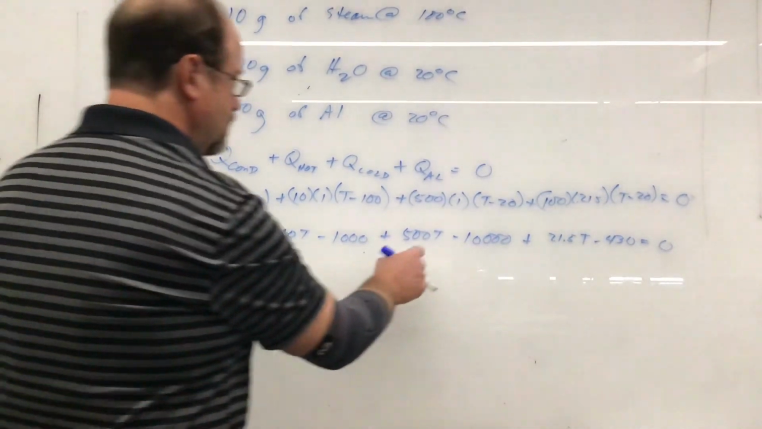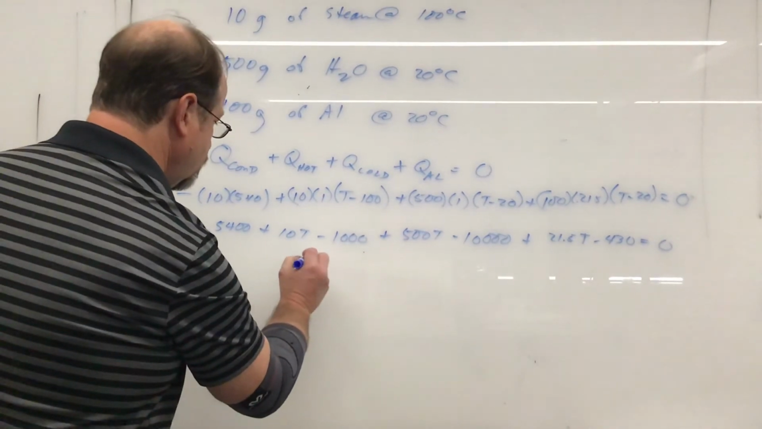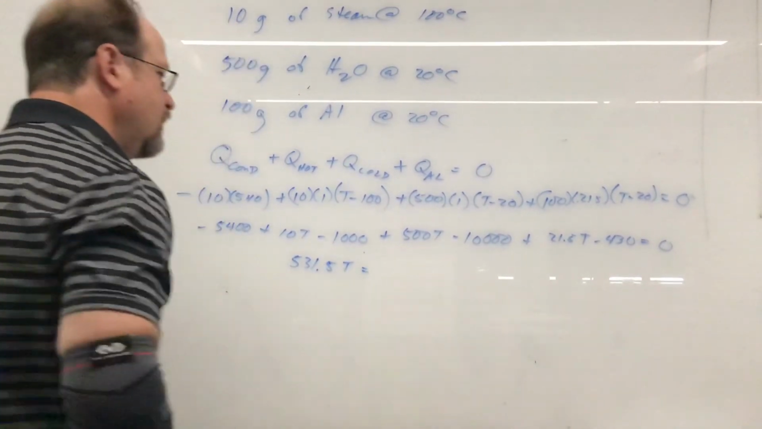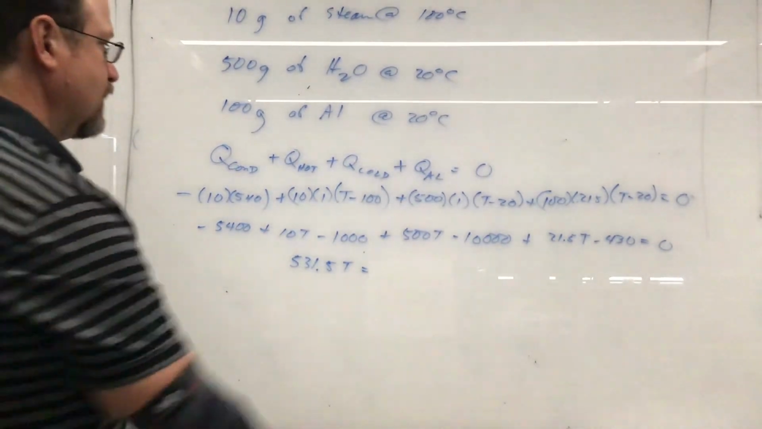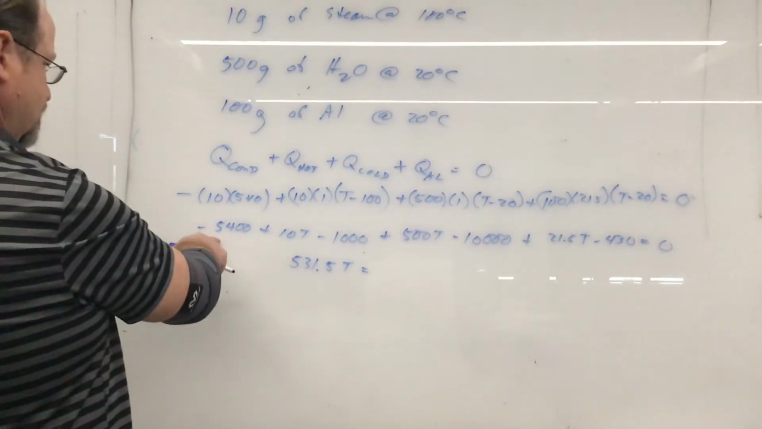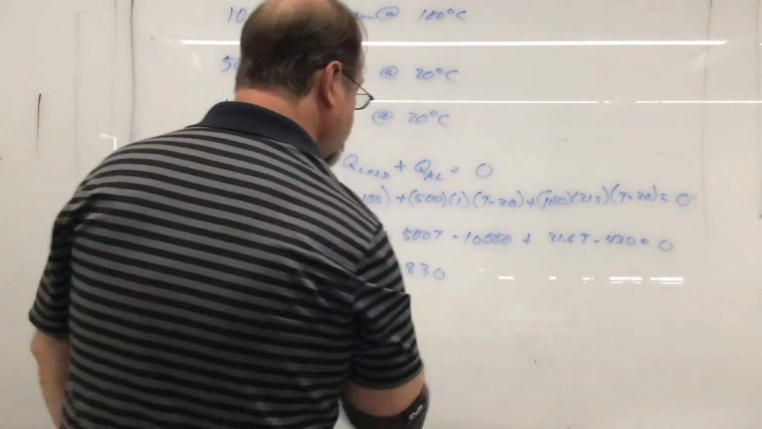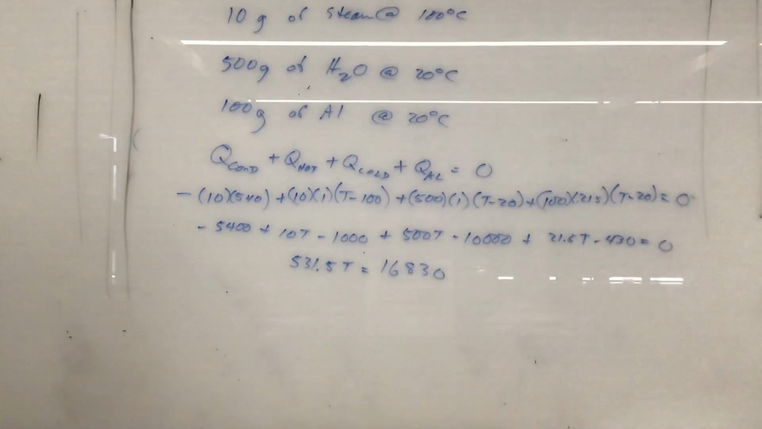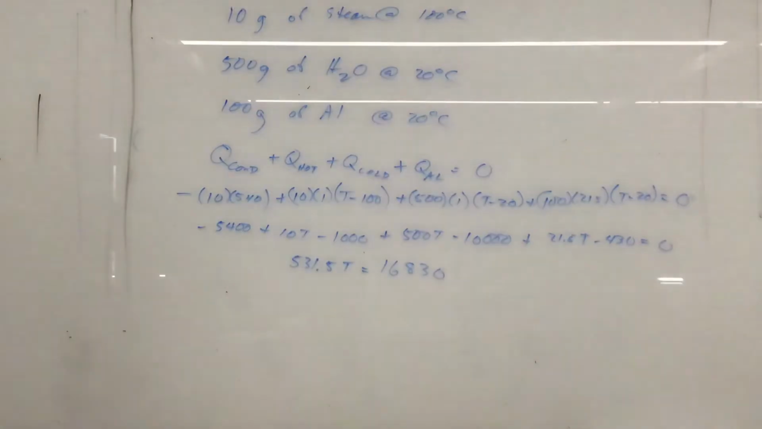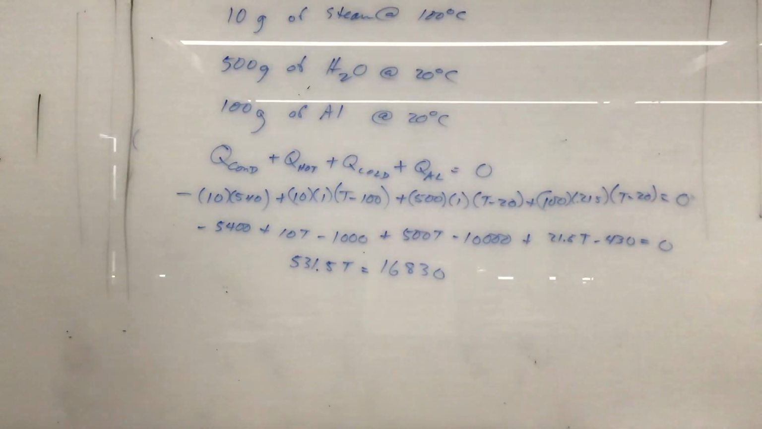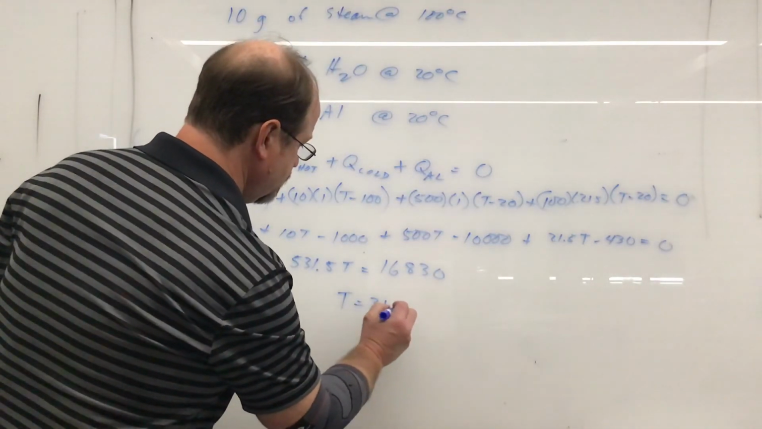Again, combining my terms, 500, 521, 531.5 T. The other ones, boy, I got a lot of negatives now. I got negative 10,000. 11,000, 16,400, 16,800. We're going to do the other side, 16,830, I believe. Double check that, 64, 16, oh yeah, 16,830. And so, last step, I'm dividing through by 531.5. Temperature of 31.5 degrees C.